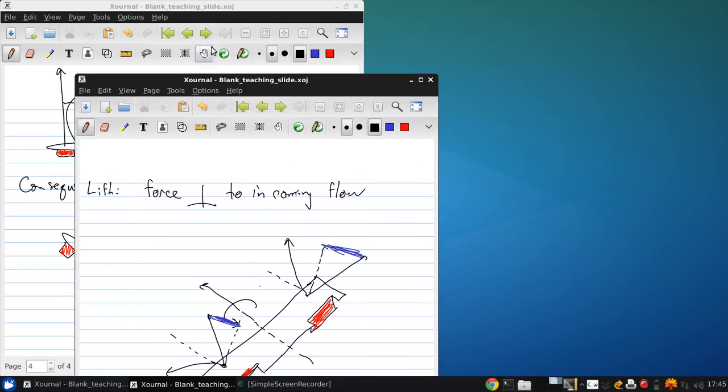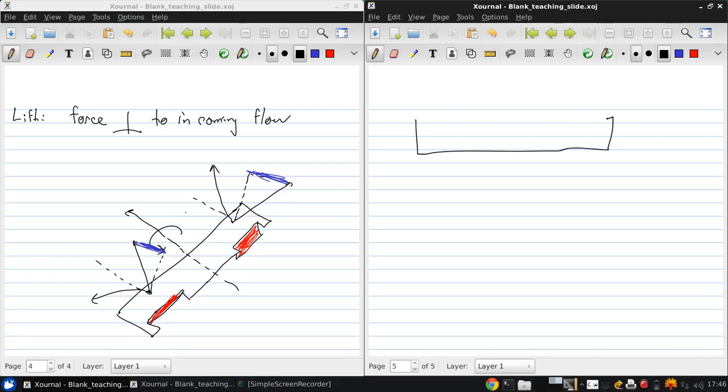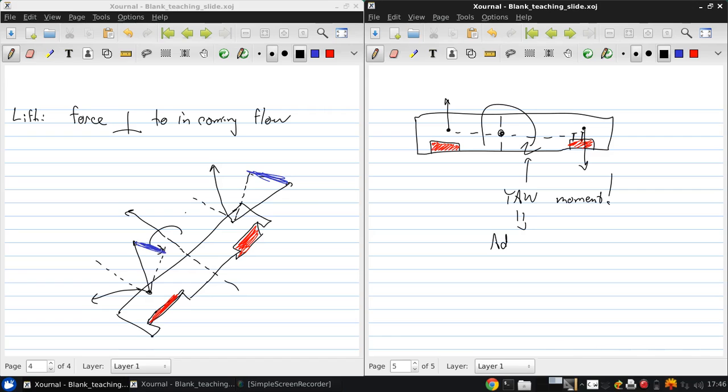Now, if we look down on this from a top down view, we can see, just looking at the lift force, there's a forward component here and a backwards component here. And clearly this creates a yawing moment. So this is what we call adverse yaw. Essentially, this is the tendency for the aircraft to rotate in the opposite direction to the intended turning direction.